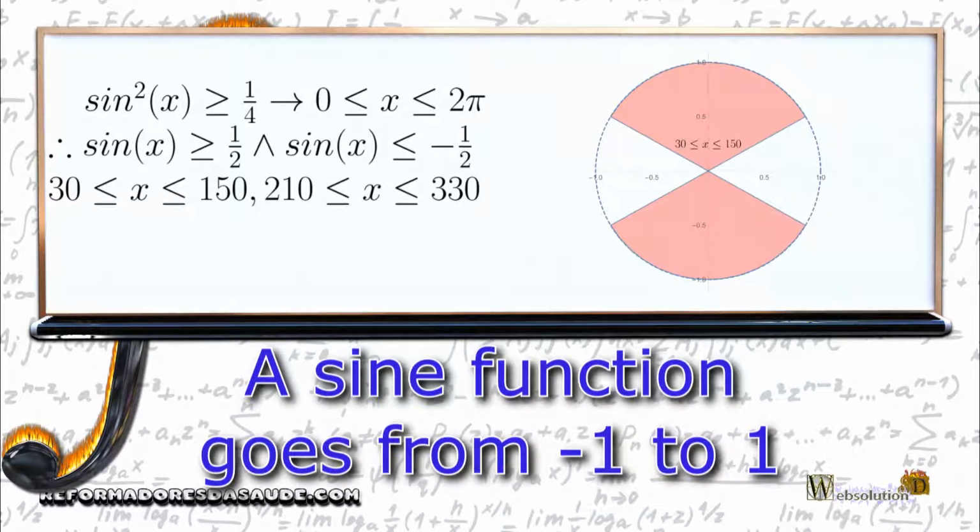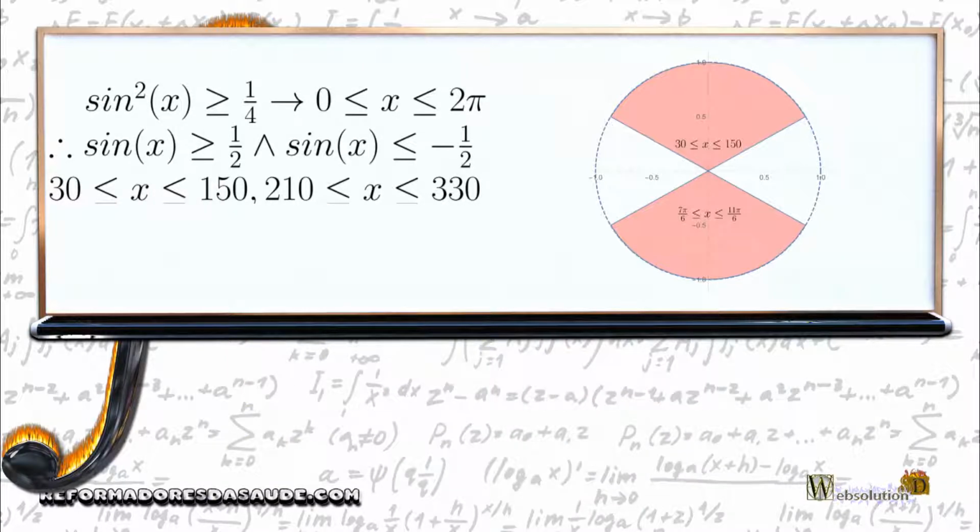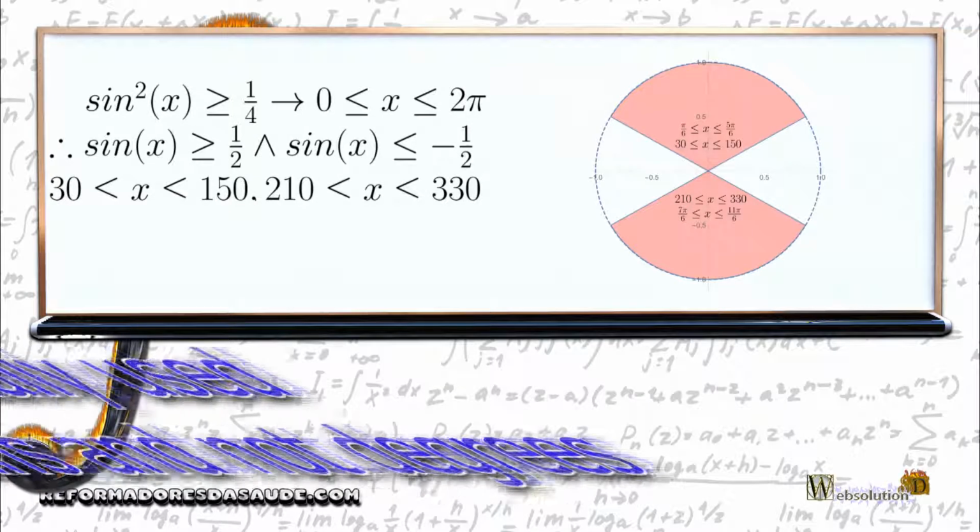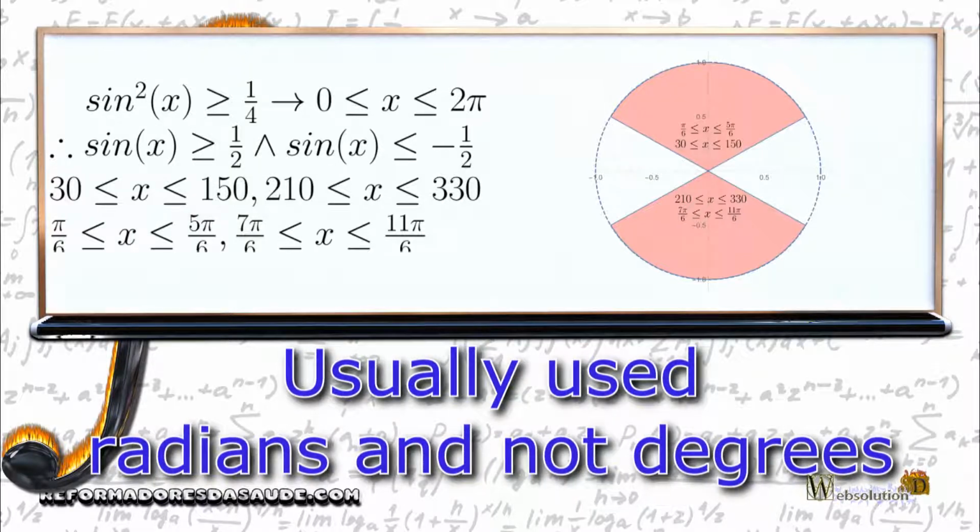From 30 degrees to 150 degrees, the sine value increases to 1 and returns to 1 over 2. From 210 degrees to 330 degrees, the sine of x goes to -1 and back again to -1 over 2. Converting to radians.